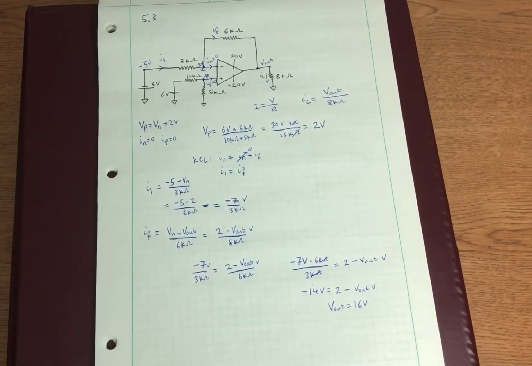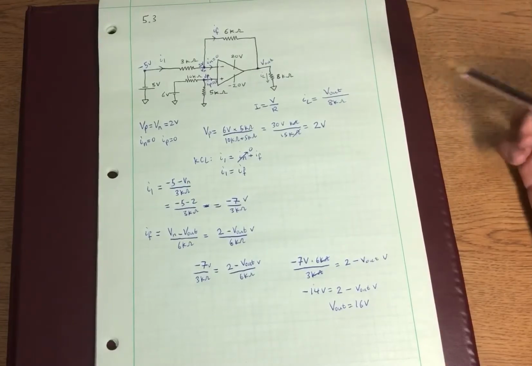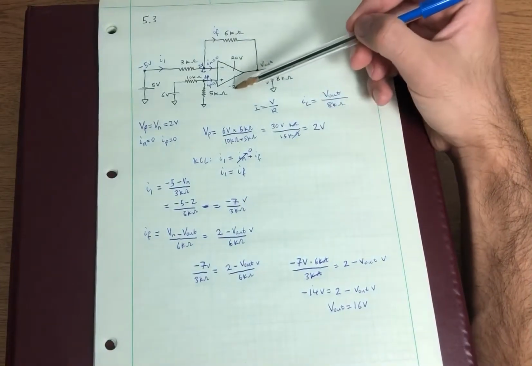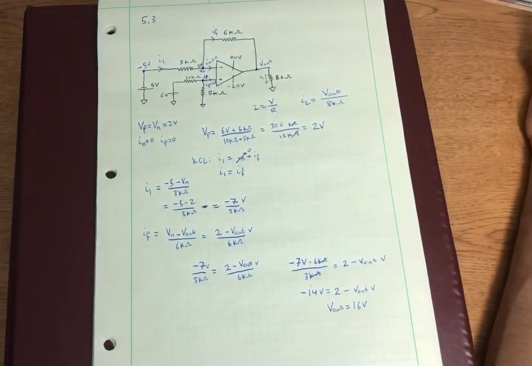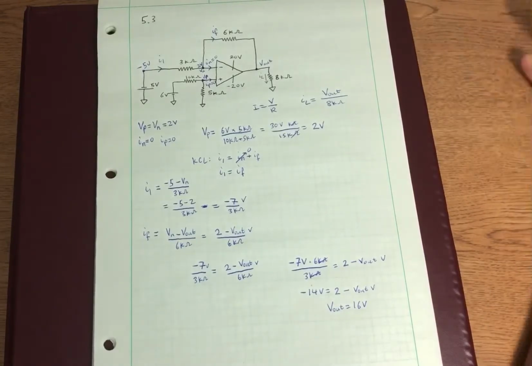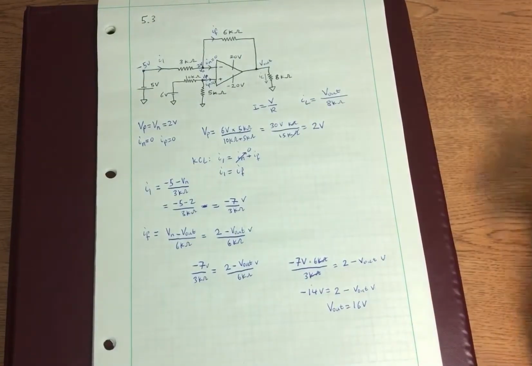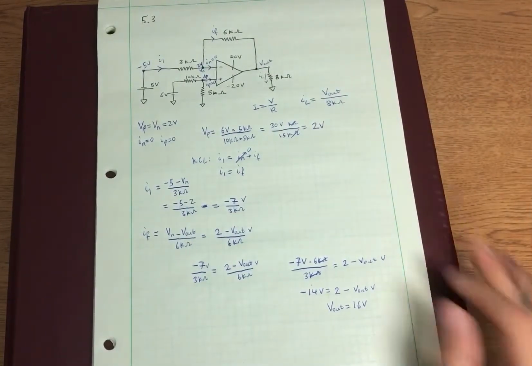Now we're almost done with the problem. There is one thing we should check. We mentioned in the introductory video about saturation, and saturation occurs when your output exceeds the range of your supply voltages. So in this case, our supplies are negative 20 and positive 20 volts. So if our output is less than negative 20 or greater than 20, our output would saturate to the supply voltage. But in this case, we're good. Our output is just 16 volts, which is well within the range of negative 20 to 20. So we don't have to worry about saturation.